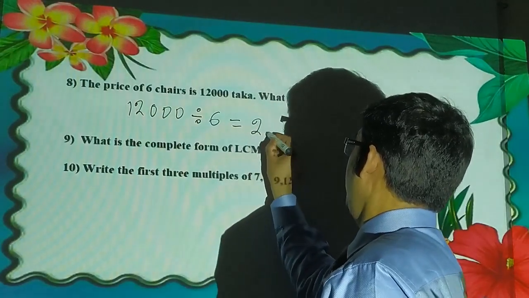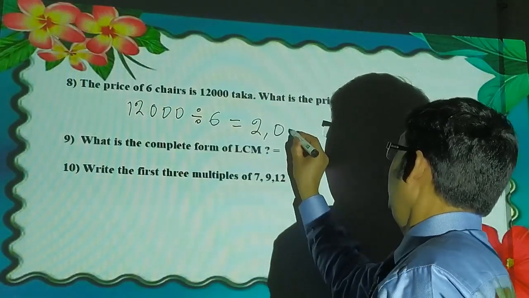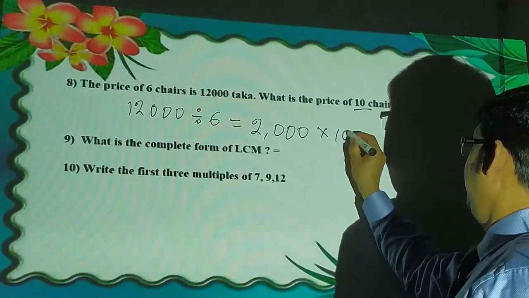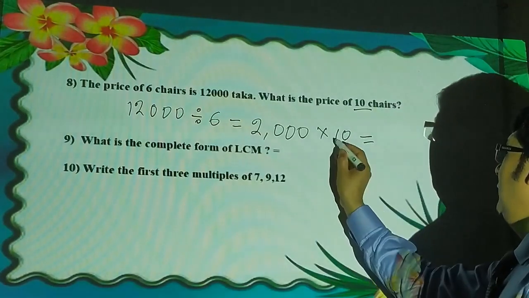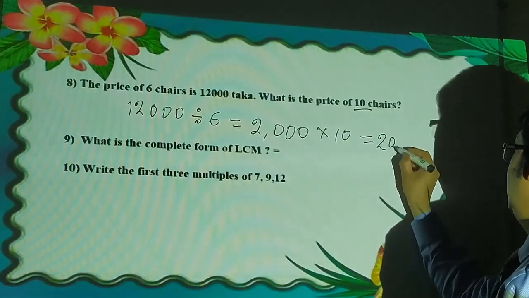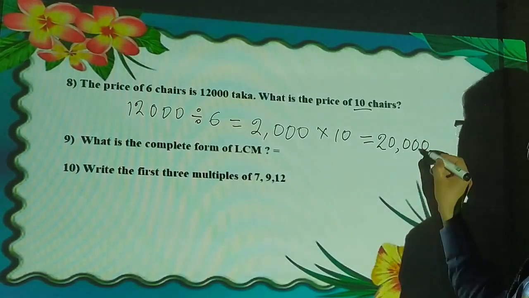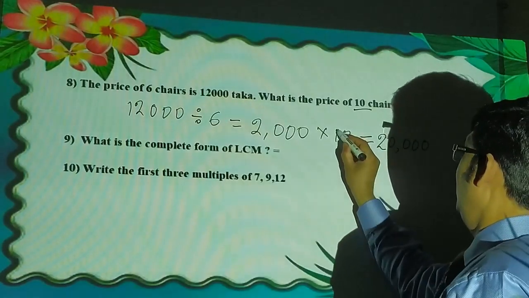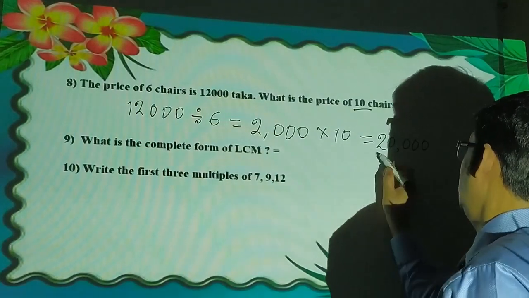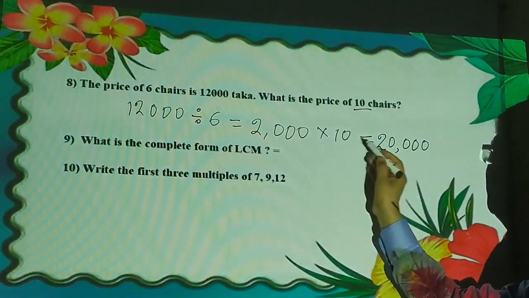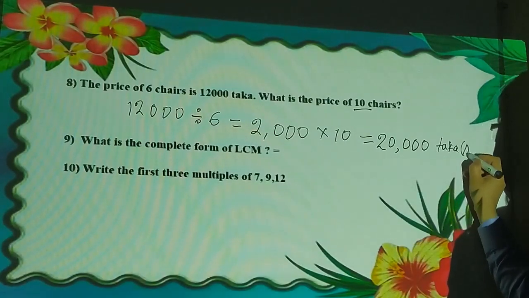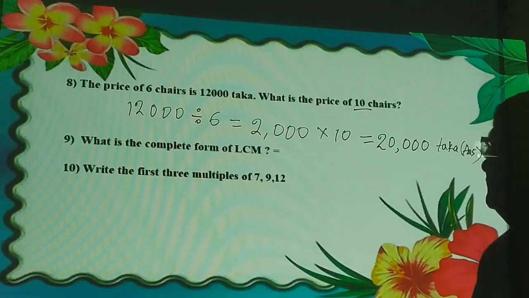So it will be 6 2s are 12. So 2 and how many zeros? 3 zeros. You put here 3 zeros. Okay. How many years here? 10 years. Multiply by 10. So 2 ones are 2 and how many zeros? 4 zeros. So taka. So you see, when you multiply by 10, 2 ones are 2, and 3 zeros and 1 zero, 4 zeros. This is our taka answer. Okay, my dear student, this is our answer.